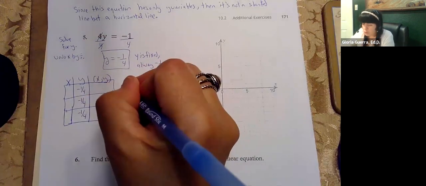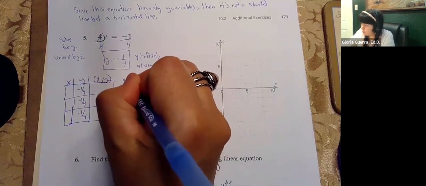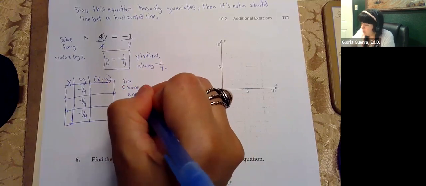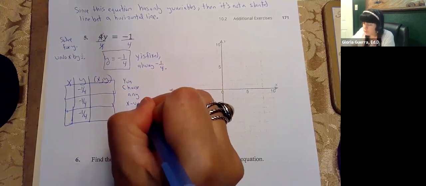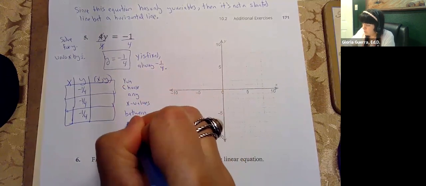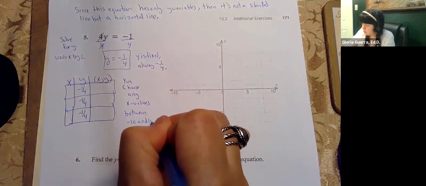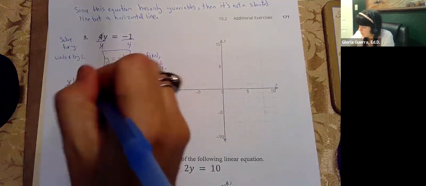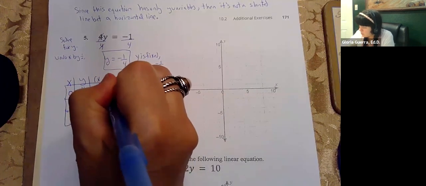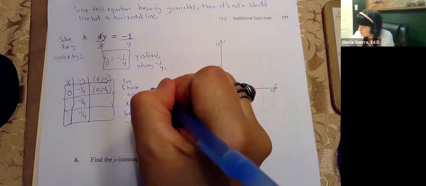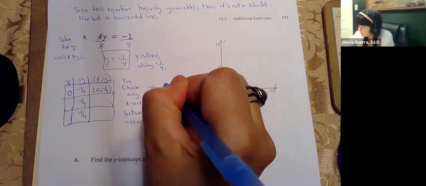Okay. And then you need to choose any x values that are between -10 and 10. Okay, so I chose 0. That's again a popular point. 0, -1/4. So that tells you to stay and then you go down.